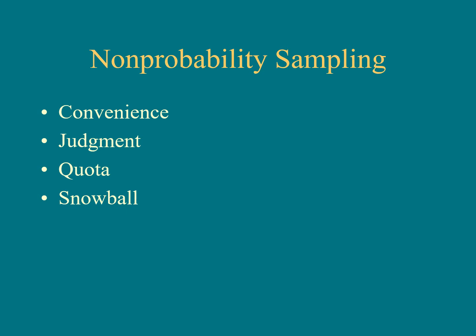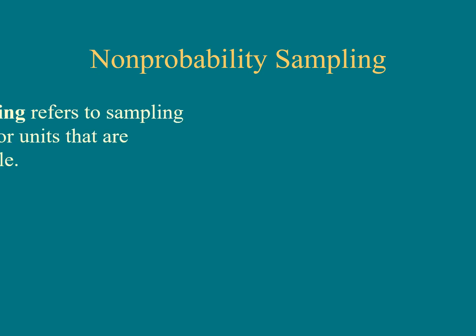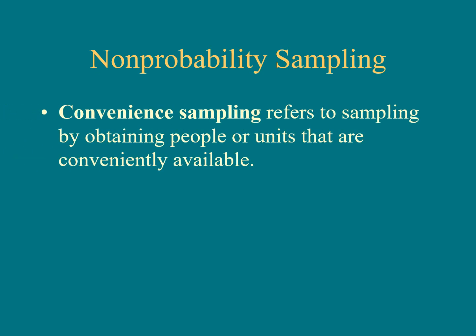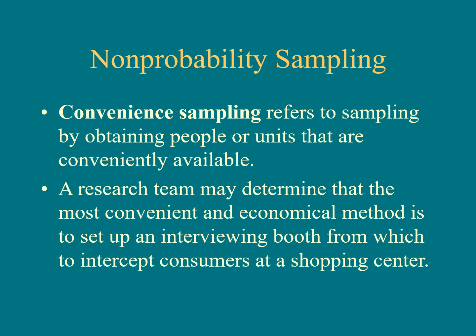Non-probability sampling. There are four types of non-probability sampling: convenience sampling, judgment sampling, quota sampling, and snowball sampling. Convenience sampling refers to sampling by obtaining people or units that are conveniently available. A research team may determine that the most convenient and economical method is to set up an interviewing booth from which to intercept consumers at a shopping center.